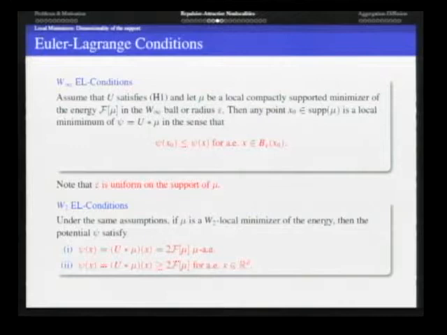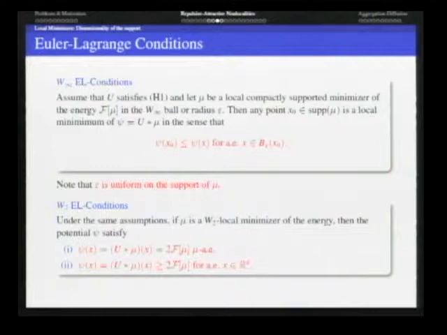If you do the same computations, doing perturbations in the W2 distance, which I didn't introduce, but believe me, is something related to these transport metrics, then you can get a bit more information. You can say that, in fact, the potential function is constant on the support of mu. And so that's why you have the u combo with mu is that constant, mu almost everywhere. And also, you have the condition that psi of x is larger or equal than that constant outside the support.